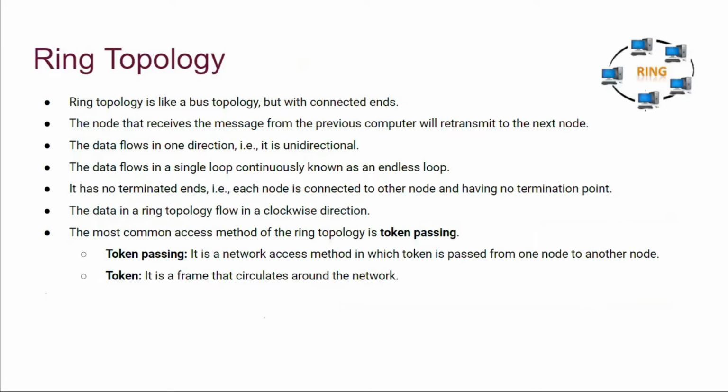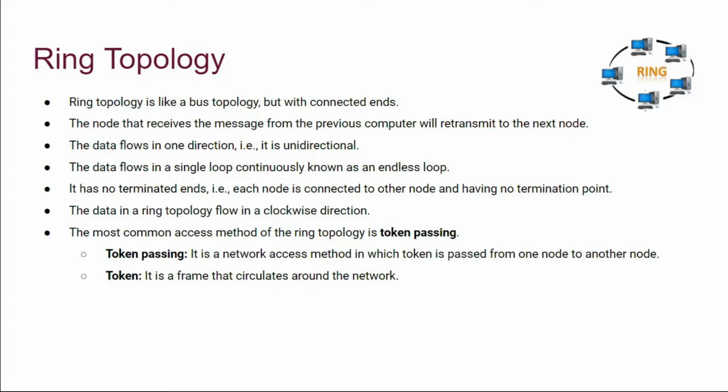The next very important topic is the ring topology. It's like a bus topology, but with connected ends. It's not open-ended, it's a connected, closed circle. A node receives a message from the previous computer and retransmits it to the next node. The data flows in one direction. It is not bidirectional, it is unidirectional. Data flows in a single loop continuously, known as an endless loop. There is no end point here. It will be continuously working.